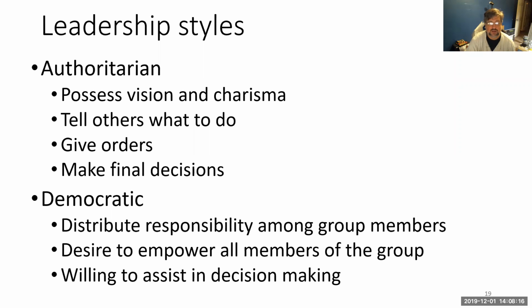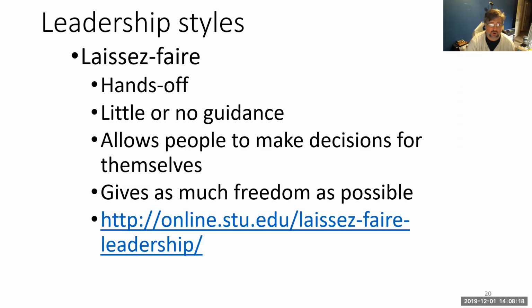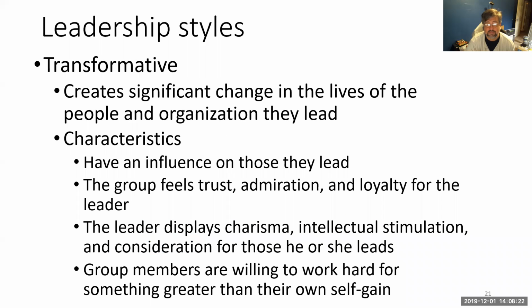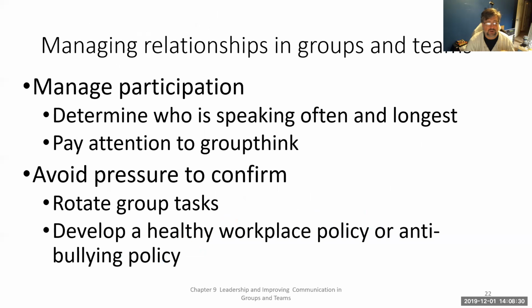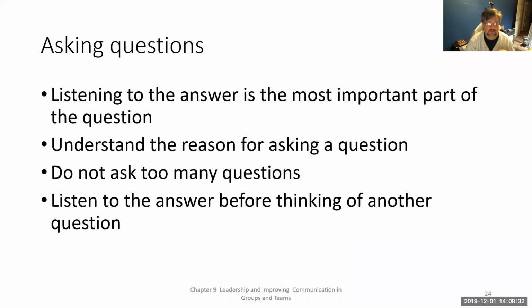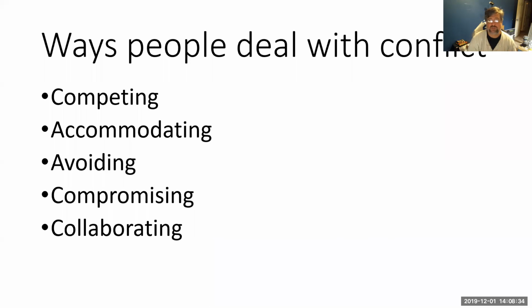Authoritarian, democratic or participatory, laissez-faire, and transformative. So now I want to switch. Now we've talked about that, I want to talk about conflict. Every group has conflict. So how do you deal with it? These are the 5 different categories of ways of dealing with conflict, and whether these are in a group giving a speech, or they're in relationships, these are the categories.